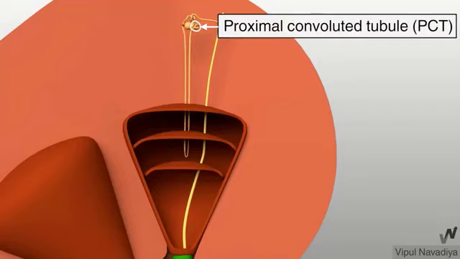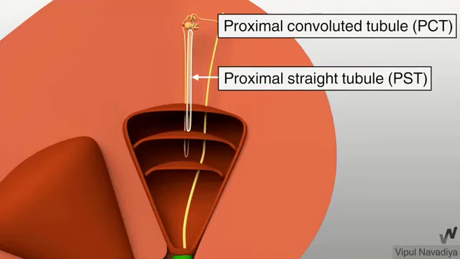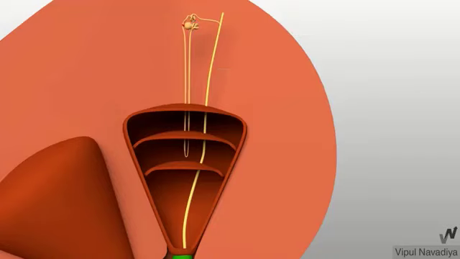It begins in the cortical part of the kidney, and also has a straight part that descends into the medullary part. This part has numerous mitochondria for active transport, and then the solute or filtrate descends to reach the loop of Henle. The loop of Henle starts in the medullary part of the kidney.